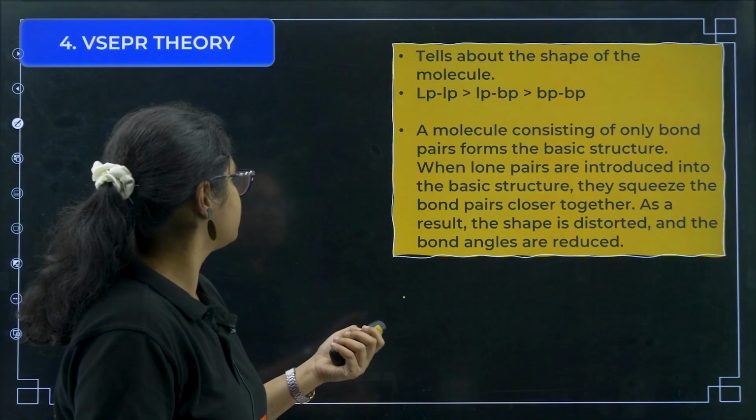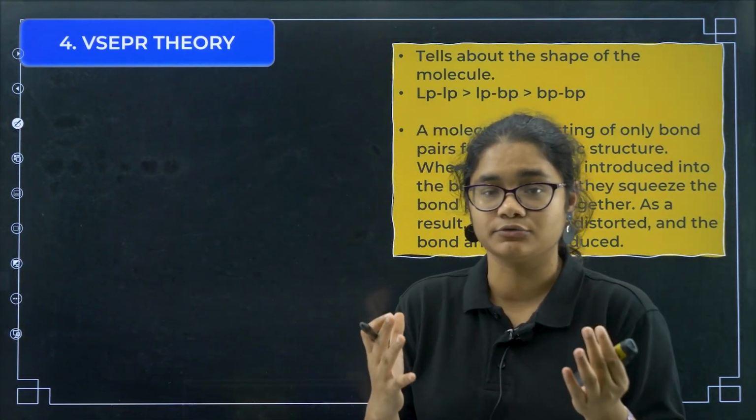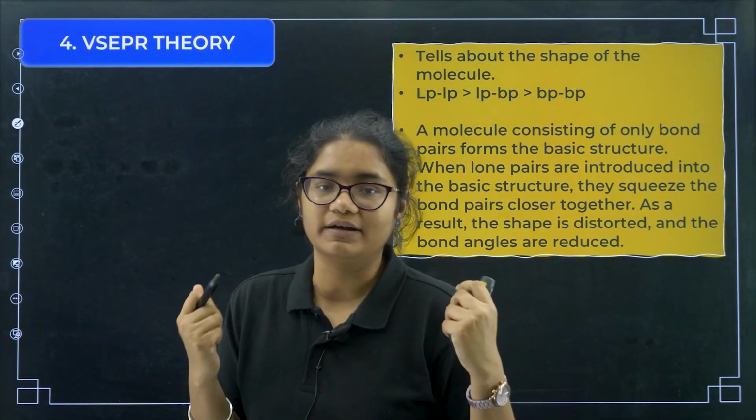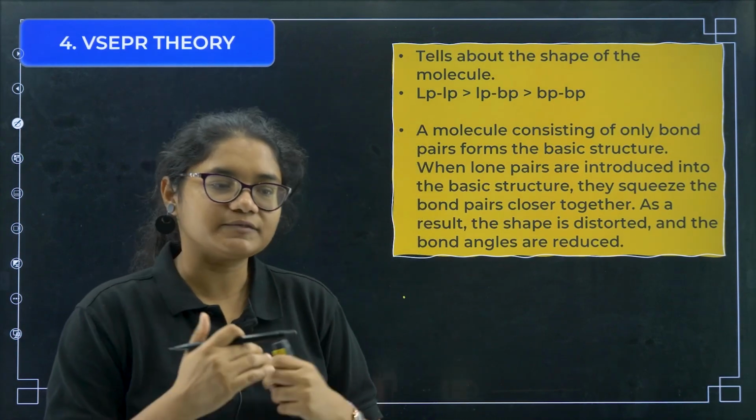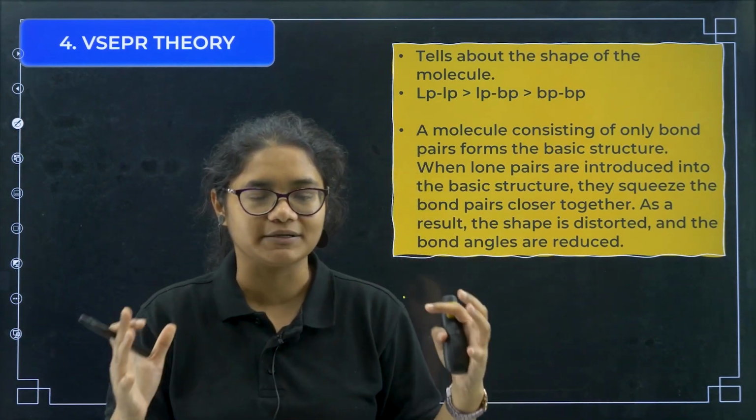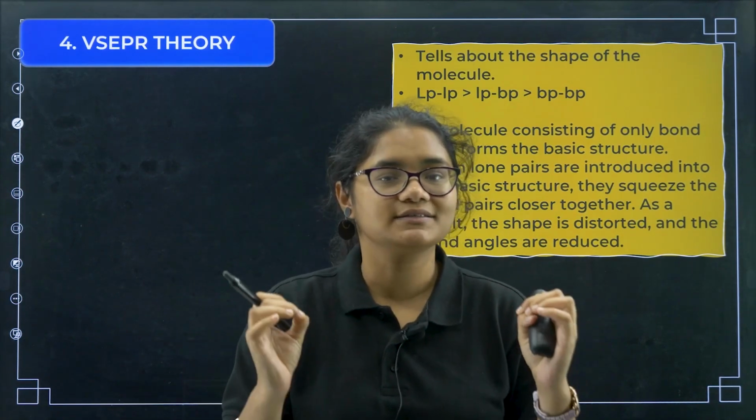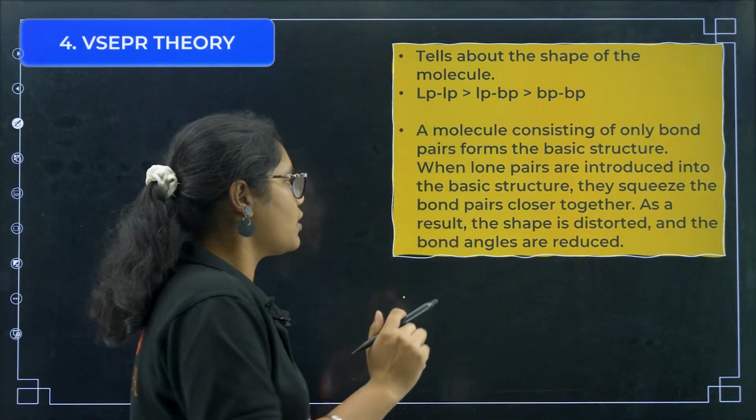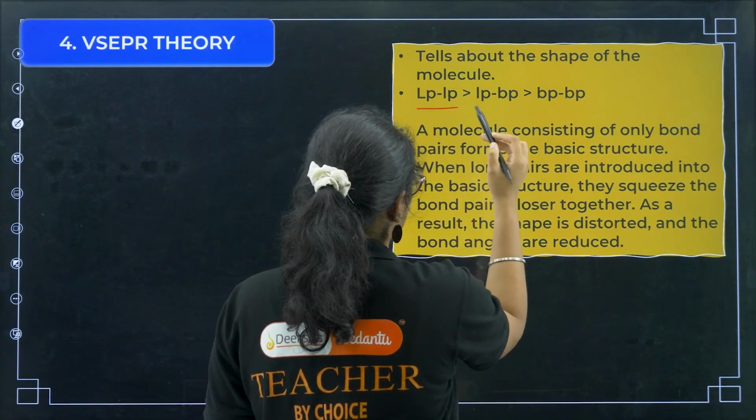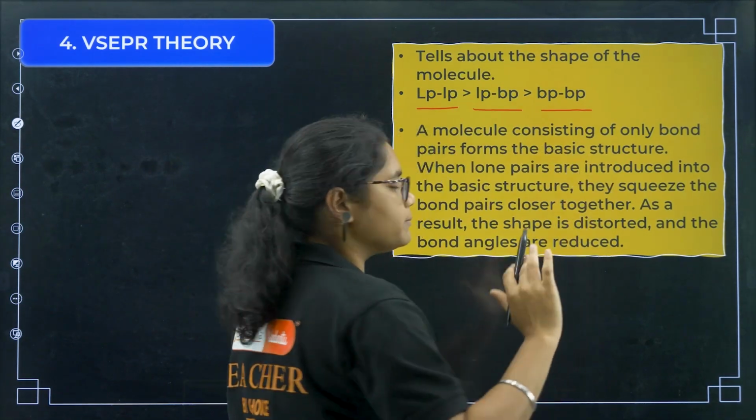Let us start with the first one, that is VSEPR theory. VSEPR theory tells you about the shape or the geometry of the molecule. It says that the different bond pairs and lone pairs present in a molecule adjust themselves in such a way as to minimize the repulsion. The order of repulsion is: lone pair-lone pair has maximum repulsion, then lone pair-bond pair, and then bond pair-bond pair.